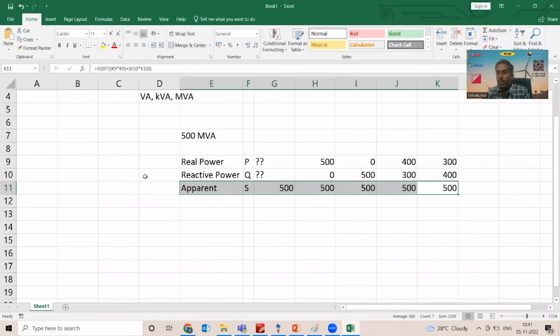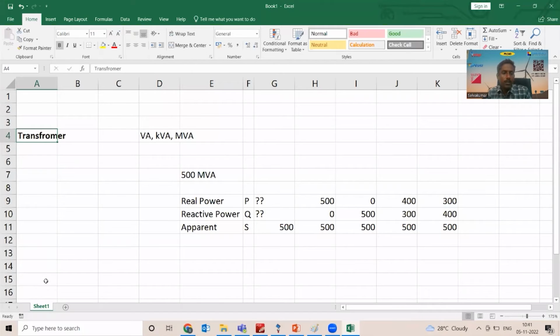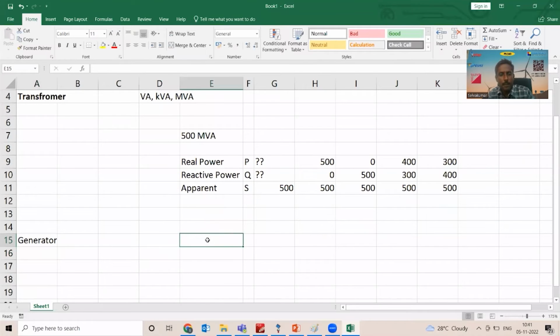So I have given a few combinations. You can fill up whatever combinations you like. Square root of P square plus Q square: if it is equal to 500, your transformer is capable of handling that power. So this is with respect to the transformer. But what about the generator? For the generator also I'm saying, say, 500 MVA.